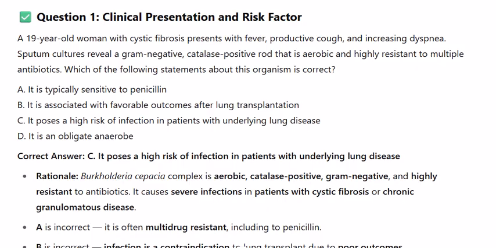Sputum cultures reveal a gram-negative, catalase-positive rod that is aerobic and highly resistant to multiple antibiotics. Which of the following statements about this organism is correct?